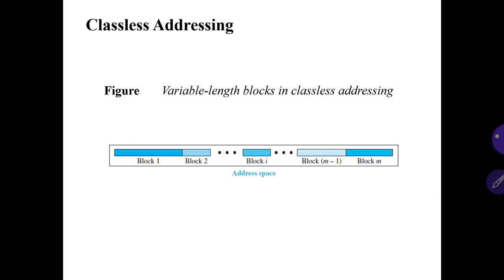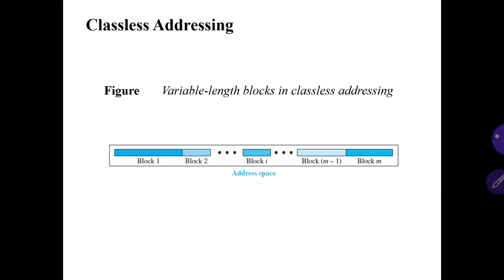Okay, we'll see classless addressing. Variable length blocks are used in classless addressing. In classless addressing, you can get any number of addresses. In classful addressing, it is very difficult to get addresses for residential users. Residential users require only 1 or 2 addresses. If they ask an ISP, addresses are given in terms of blocks.